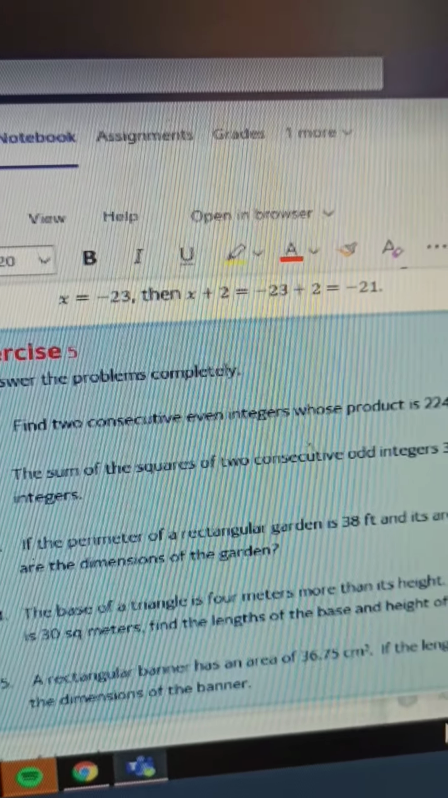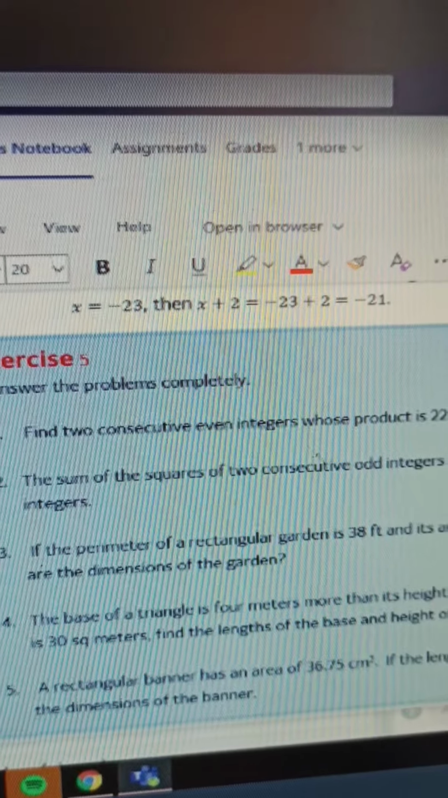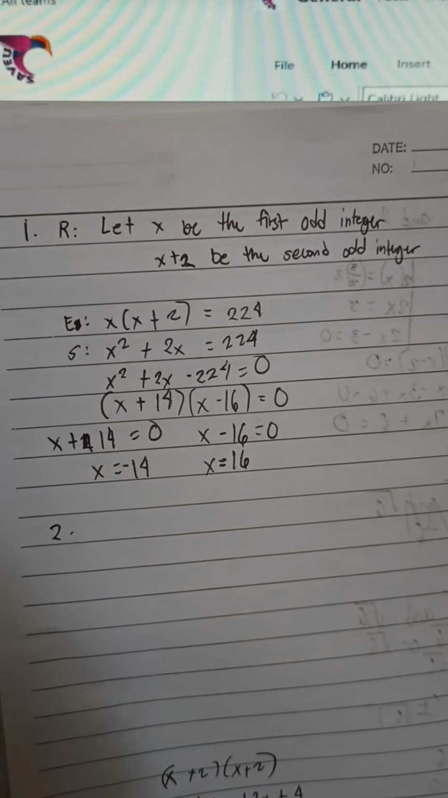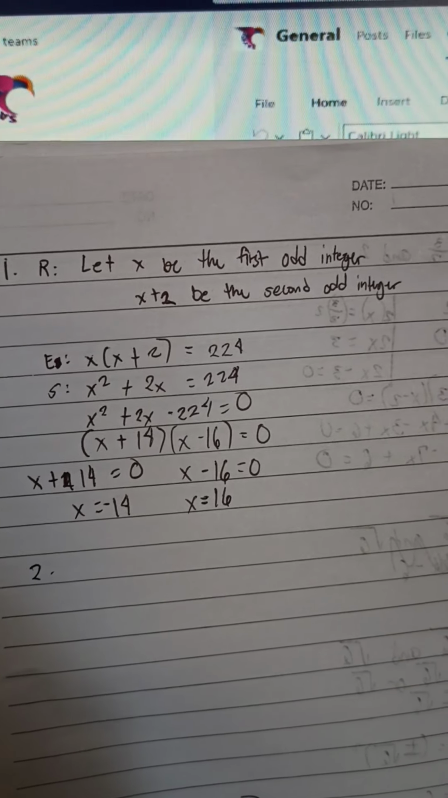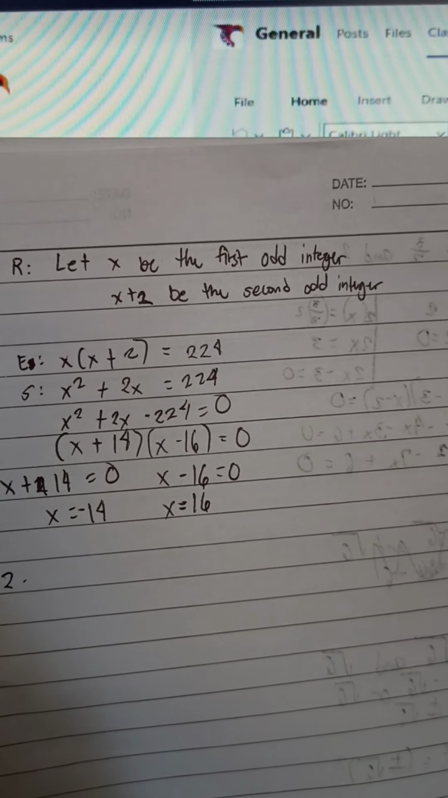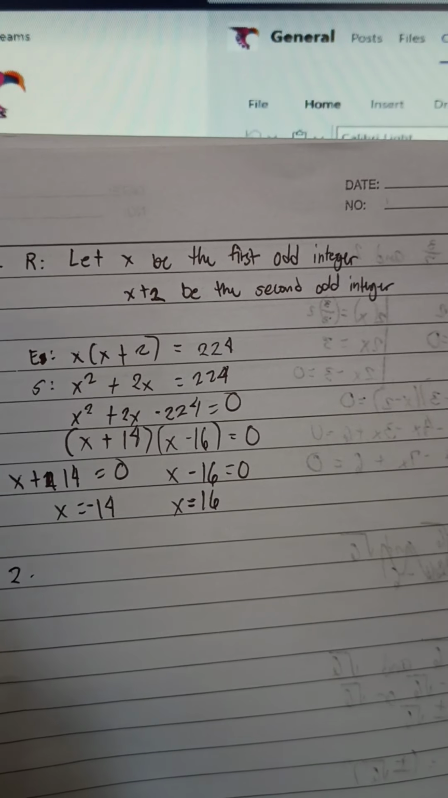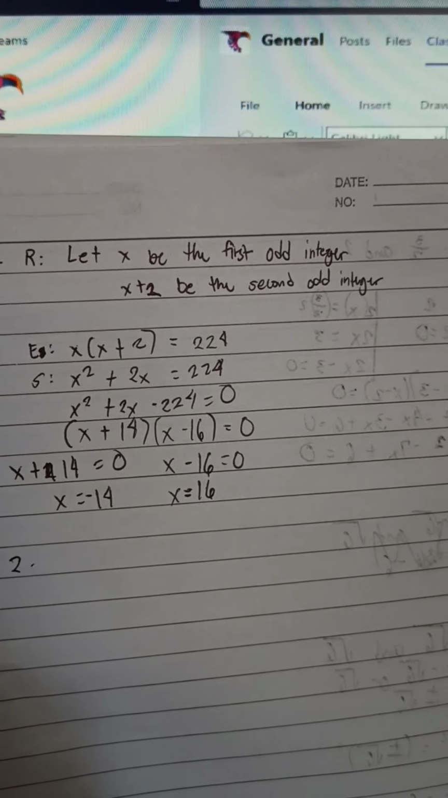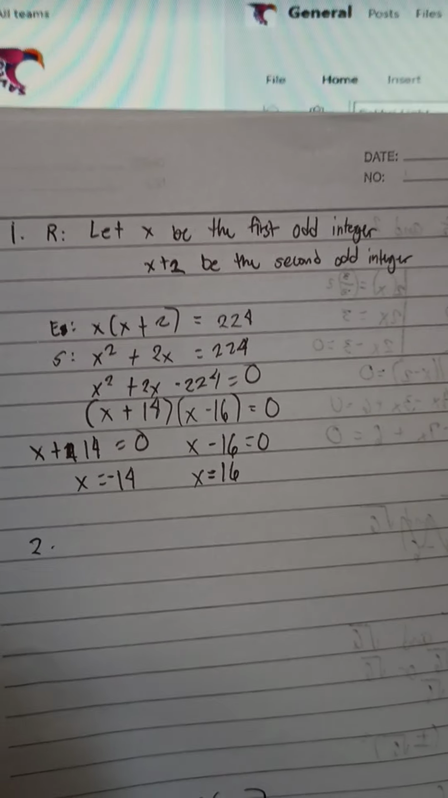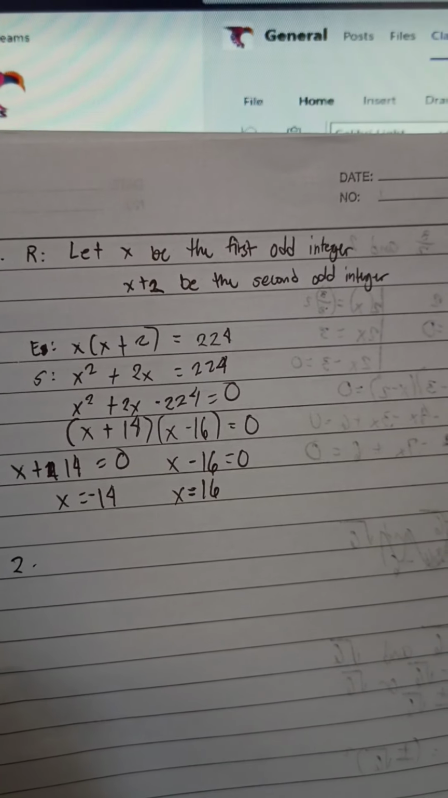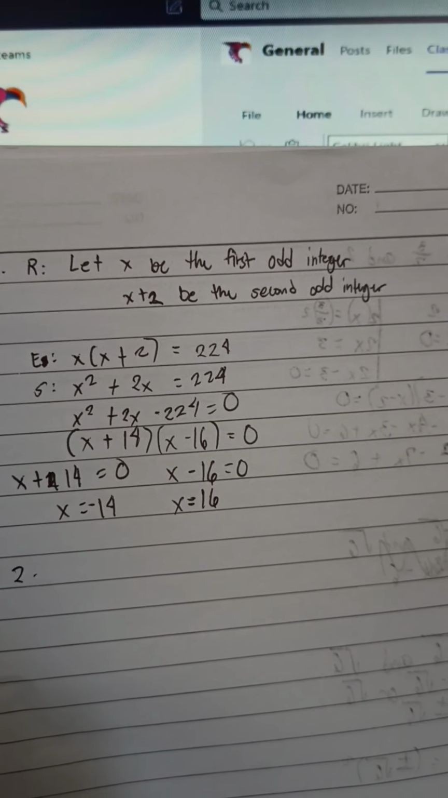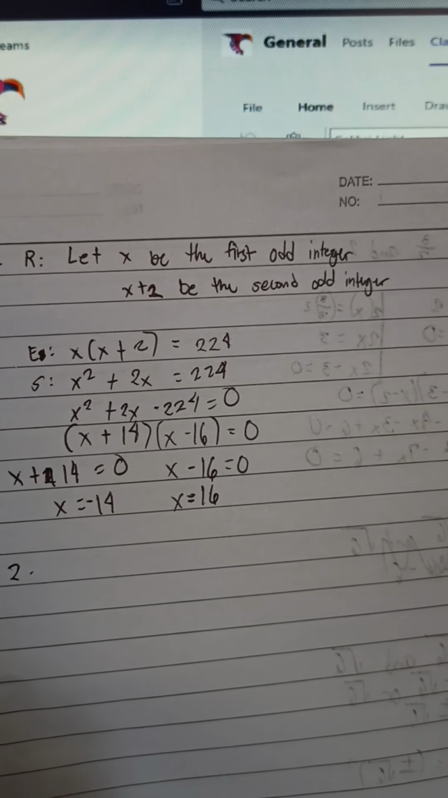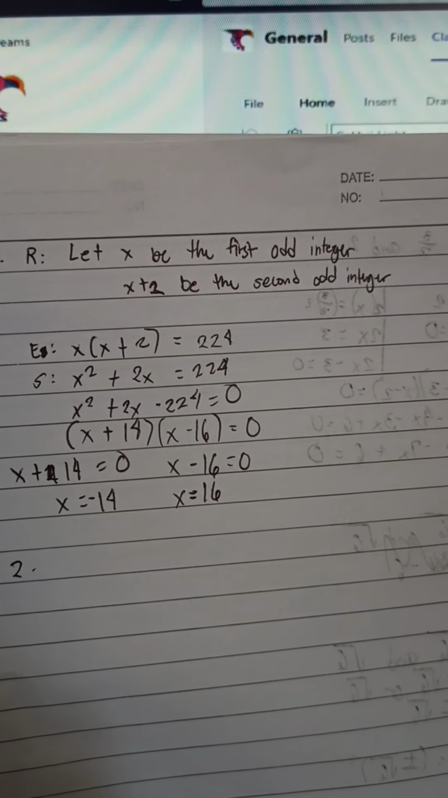So the question in our word problem is find two consecutive even integers whose product is 224. What we're going to do is let x be the first integer and x plus 2 be the second integer. So that's our equation: x times x plus 2 equals 224. So the solution will be x squared plus 2x minus 224 equals 0.